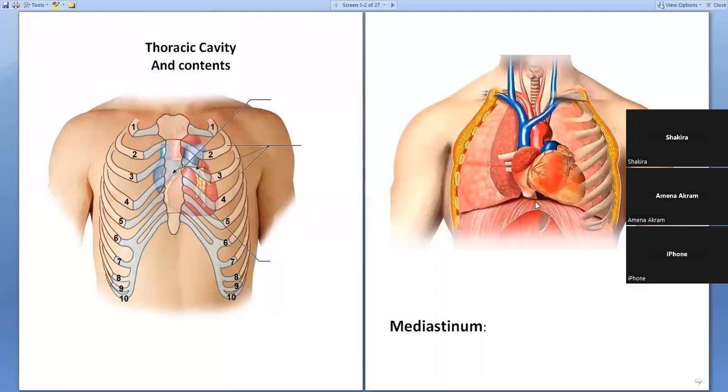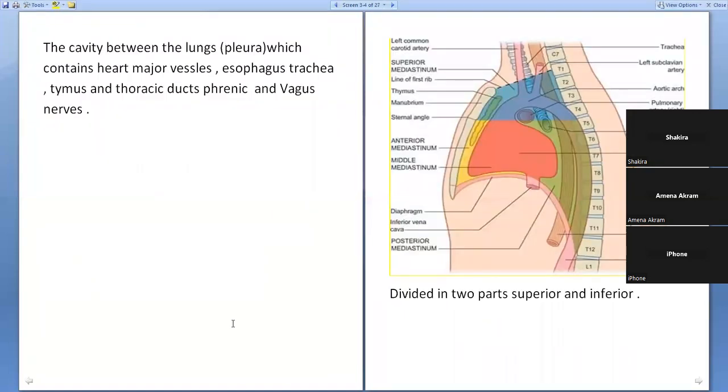But today's lecture is about the heart only. We will just talk about the heart and its vessels. The heart is located in the chest in a cavity. This cavity is called the mediastinum. Whenever someone asks you where the heart is located, you will say it is located in the chest in a cavity called the mediastinum. So let's define the mediastinum again. It is the cavity between the lungs or the pleura, which contains the heart, major vessels, esophagus, and the nerves.